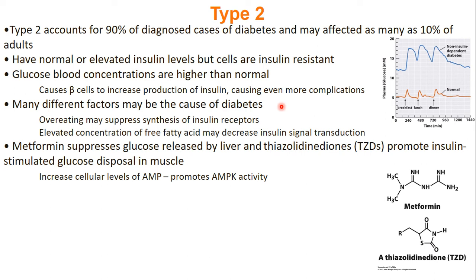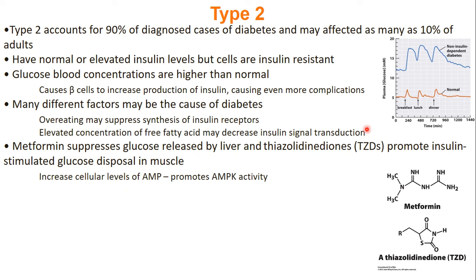So there could be many factors that cause type 2 diabetes. One, if you overeat, what might happen is that the cells in your body will just stop making insulin receptors. You'll have a suppression of insulin receptors, and so your cells won't be able to tell if there's insulin around.